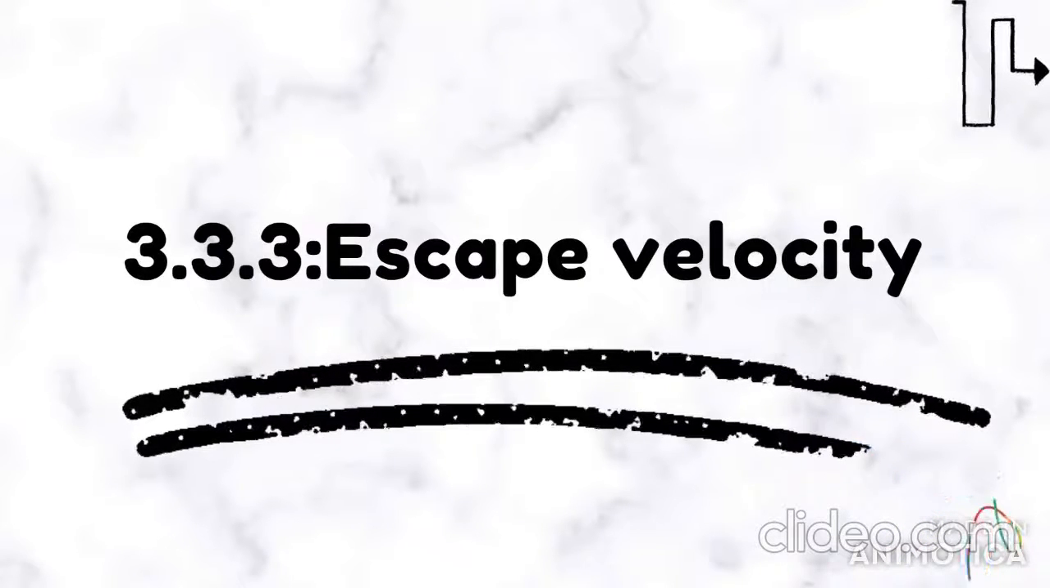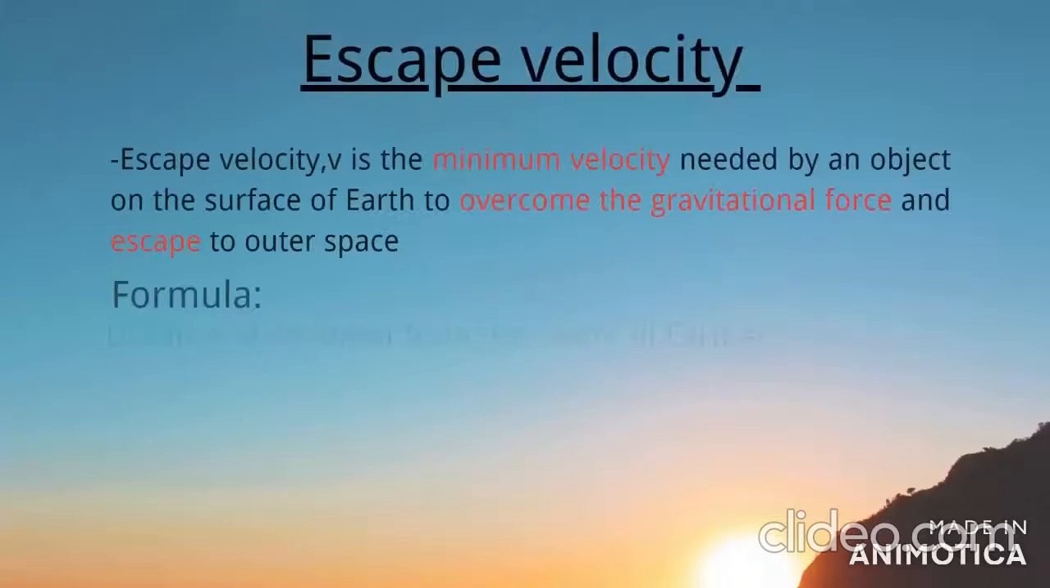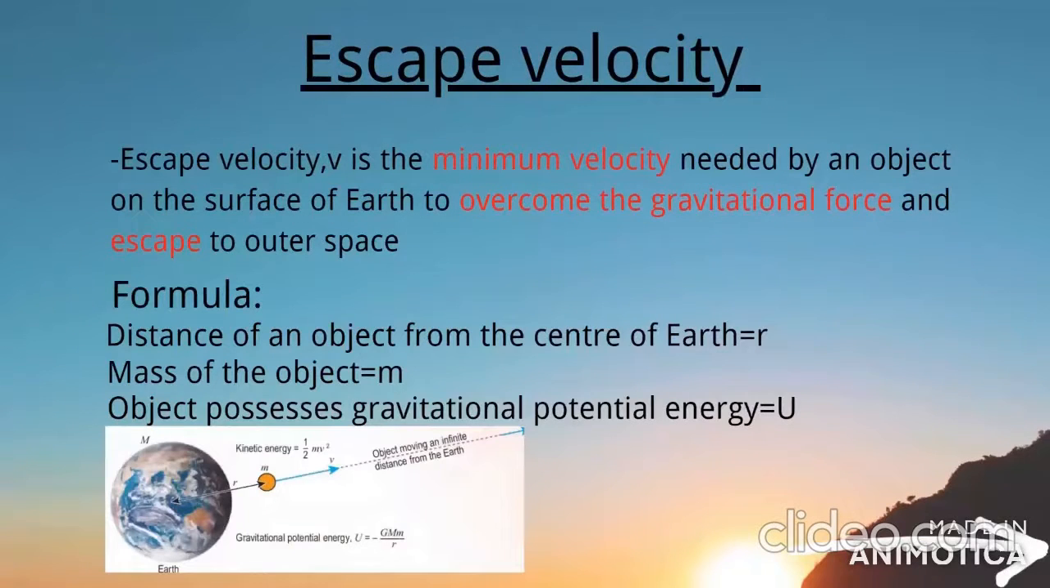3.3.3, escape velocity. Escape velocity v is the minimum velocity needed by an object on the surface of Earth to overcome the gravitational force and escape to outer space. For the formula, the distance of an object from the center of Earth is r, the mass of the object is m, and the object possesses gravitational potential energy U.